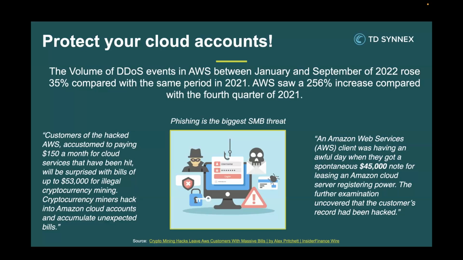The examples in the cloud are many, and as written on the slide as well, as you can see, there have been some customers on AWS who have experienced their monthly consumption going from $150 up to $53,000 due to illegal cryptocurrency mining. This was done by hackers who got access to their AWS account and provisioned powerful compute resources and used these for mining.